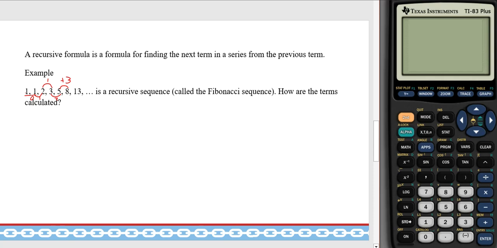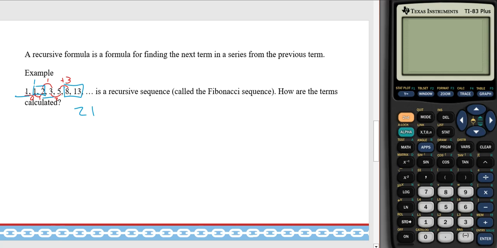So what we see is we use the previous two terms to calculate the next term. Right here, to calculate the next term, we are going to add the 8 and the 13. And we can backtrack that. 0 plus 1 is this 1 here, and then 1 plus 2 is 3, 2 plus 3 is 5, and so on. So my next term would be 21.